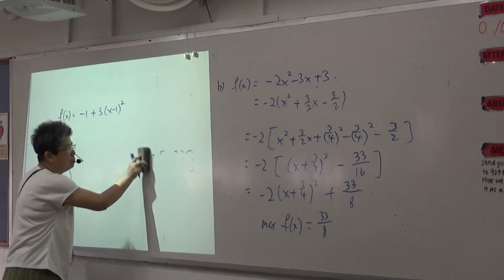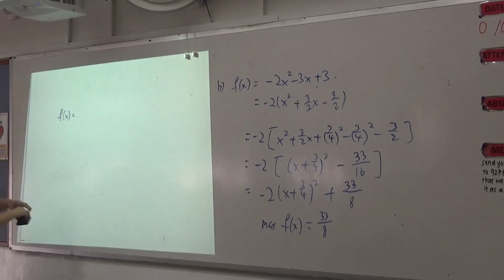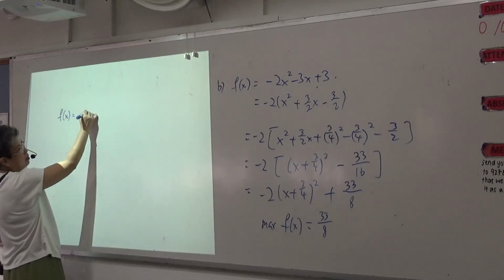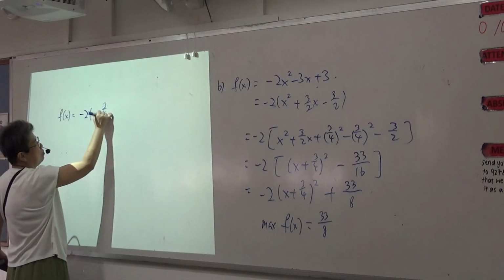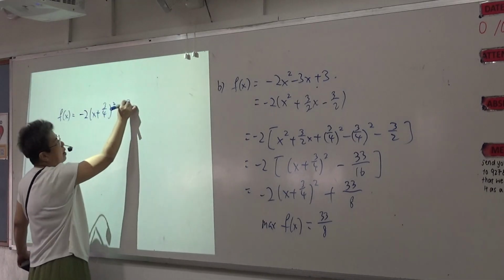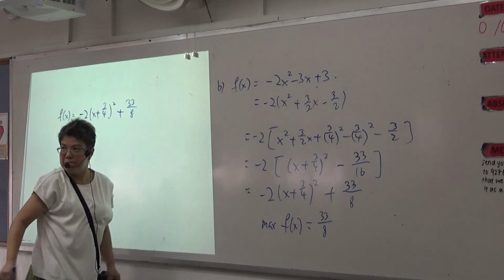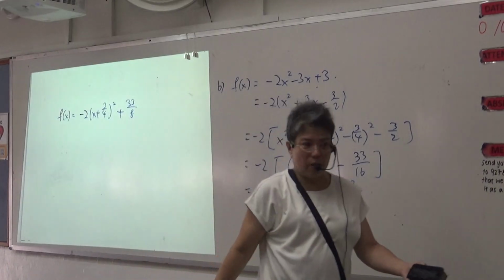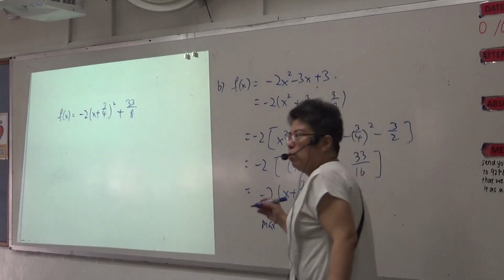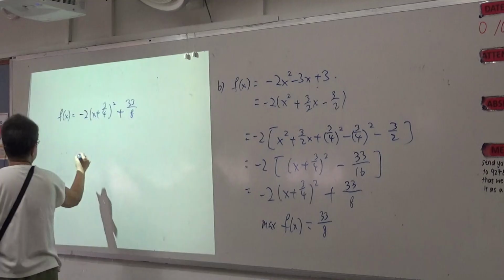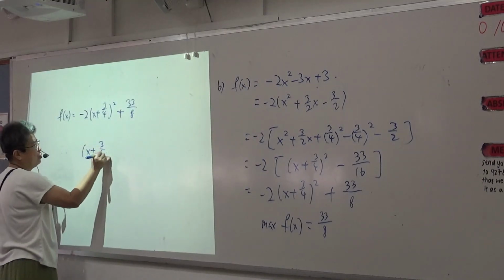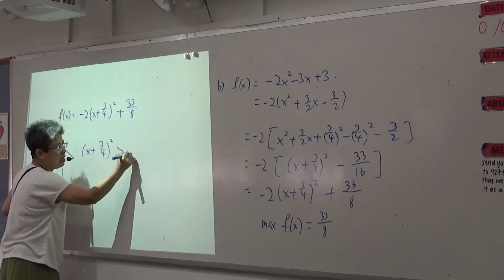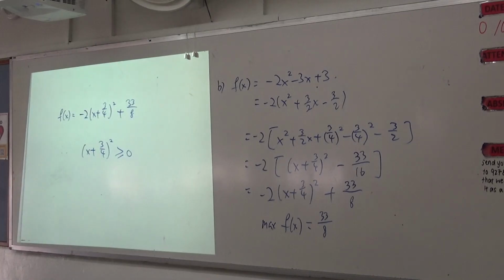Now, if you don't want to rewrite, it's also okay. I have f(x) equals negative 2 (x plus 3 over 4) squared plus 33 over 8, right? Correct? After I complete the square. Now, does everybody agree that (x plus 3 over 4) squared must be bigger than or equal to 0? Because it's a square, right?